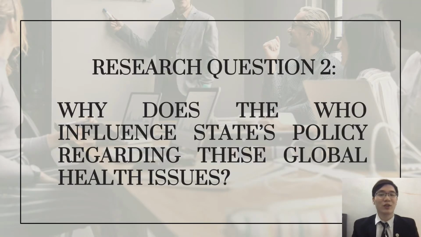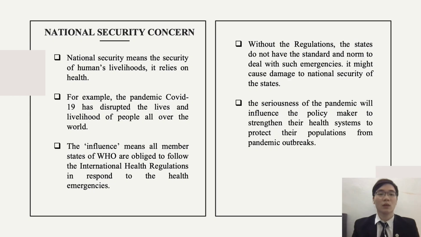Moving on to the second research question, why does WHO influence states' policy regarding this global health issue? First of all, national security concern is the main consideration in this matter. National security means the security of humans' livelihood. It relies on health. For example, the COVID-19 pandemic has disrupted the lives and livelihoods of people all over the world. In this matter, WHO played a role to influence state policy to deal with such a pandemic.